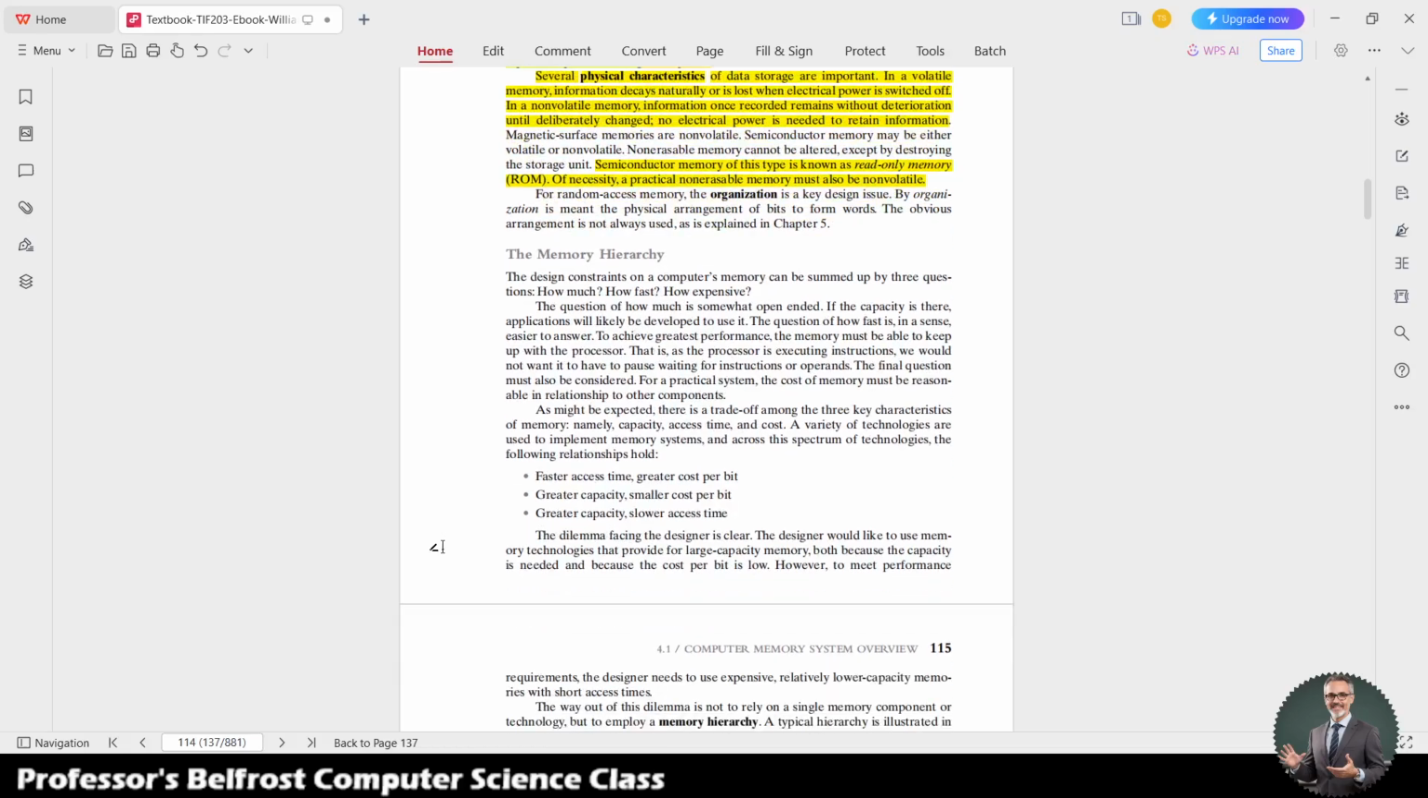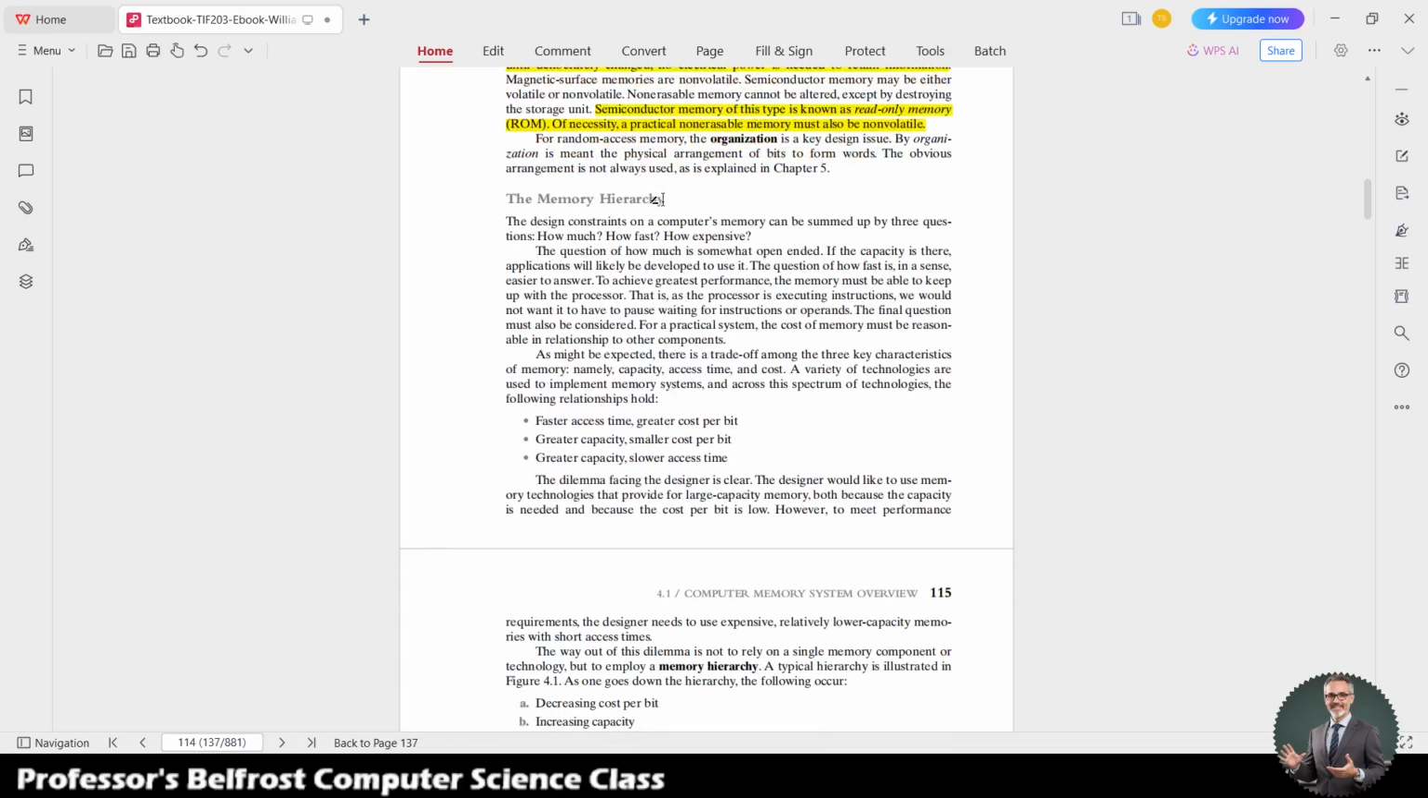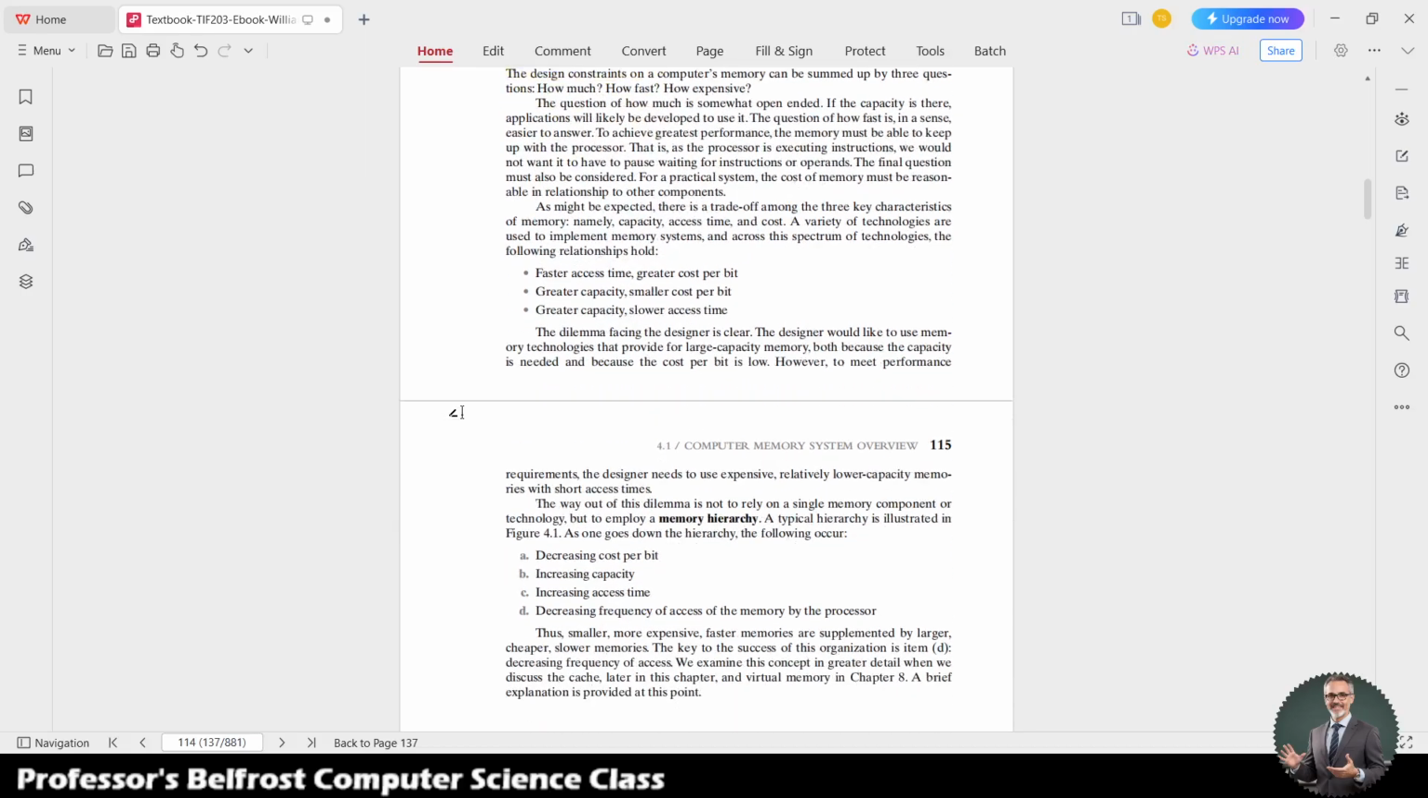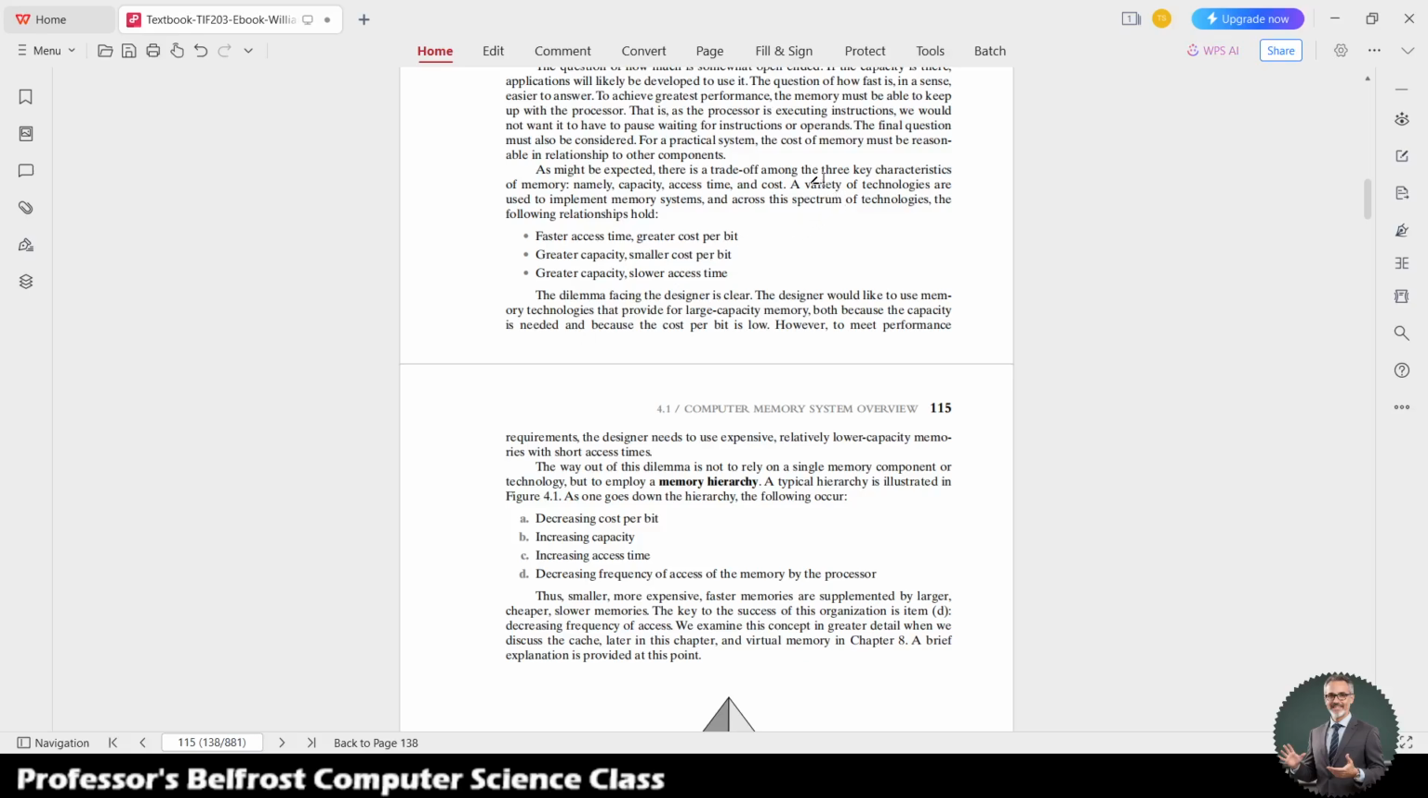Then after this, let's see the memory hierarchy. A variety of technologies are used to implement memory systems, and across this spectrum of technologies, there are some relationships that hold. The first one is that the faster the access time, the greater the cost per bit. The second is that the greater the capacity, the smaller the cost per bit. The third one is that the greater the capacity, the slower the access time.